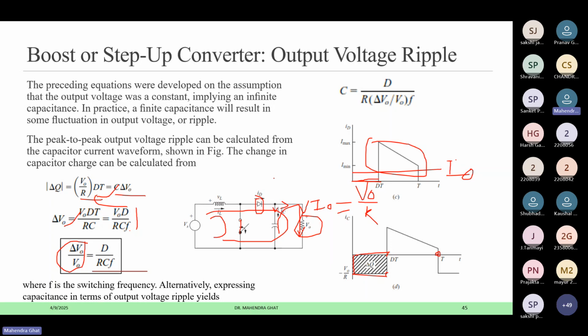Similarly, from this equation, if we want to have C, you can say C equals D divided by R, with delta VO by VO taken on this side. You will get this equation. So this is the capacitor equation. Write down this equation and this equation. With these equations, we will solve one design problem, and then we can move to the next converter.